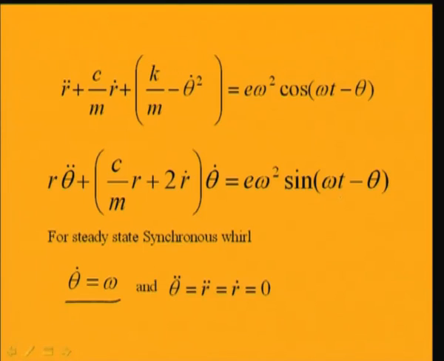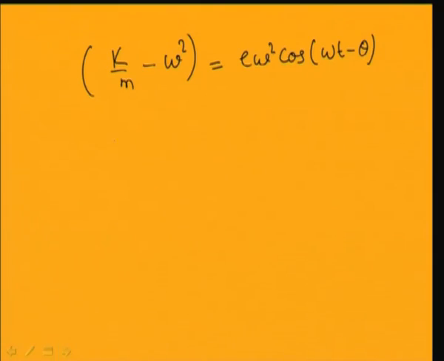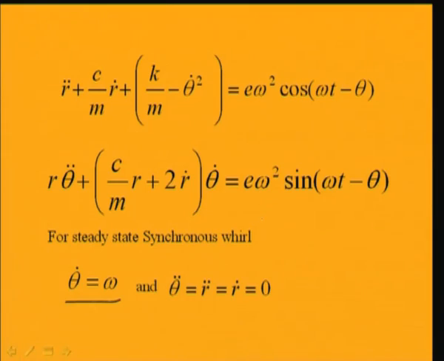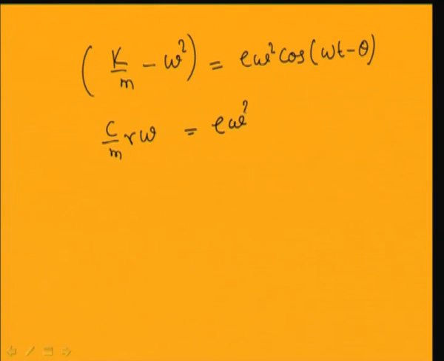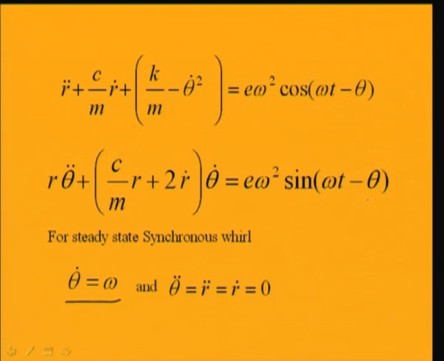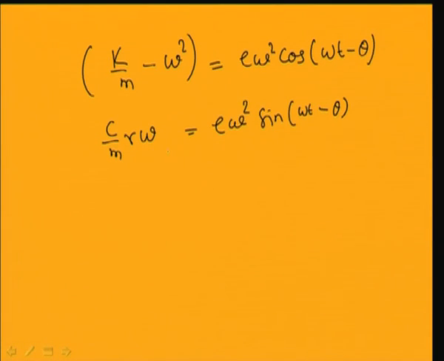And from the second equation, r theta double dot is 0, and this c by m r theta dot, with theta dot equal to omega, will be equal to e omega square sin omega t minus theta. So this way I can write c by m r omega equal to e omega square sin omega t minus theta, and the other expression, k by m minus omega square, equal to e omega square cos omega t minus theta.